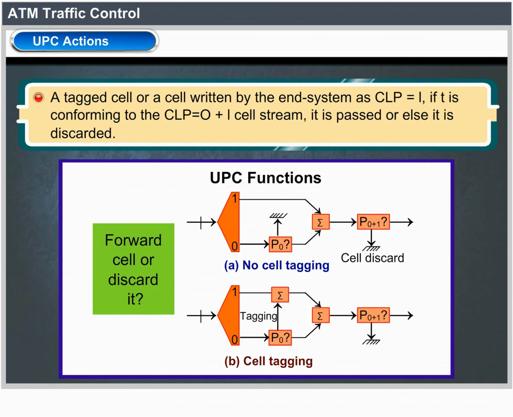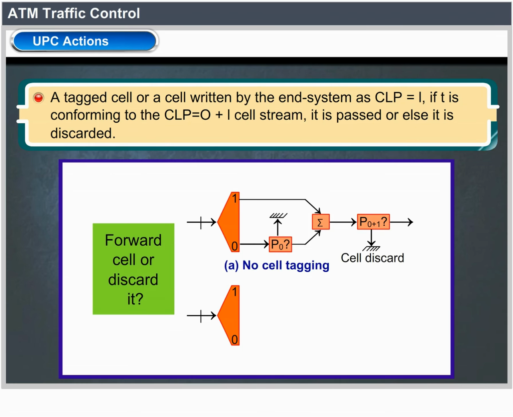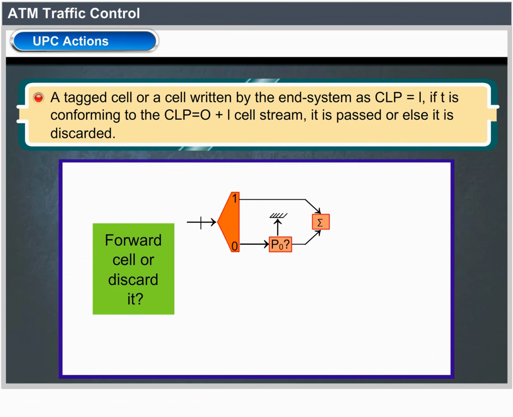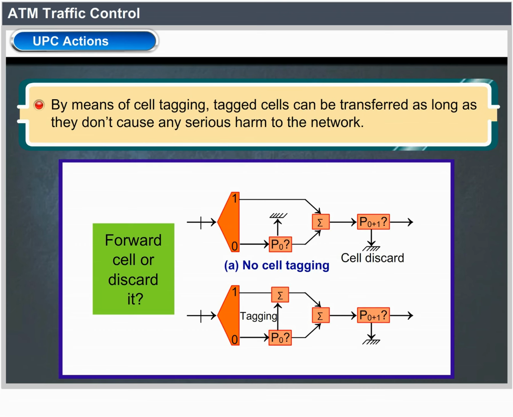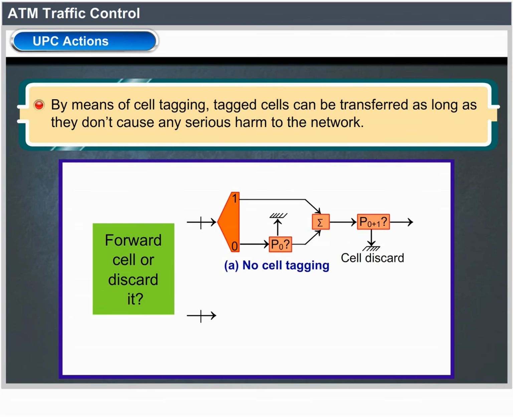A tagged cell, or a cell written by the end system as CLP equal to 1, if conforming to the CLP equal to 0 plus 1 cell stream, is passed, otherwise it is discarded. By means of cell tagging, tagged cells can be transferred as long as they don't cause any serious harm to the network.